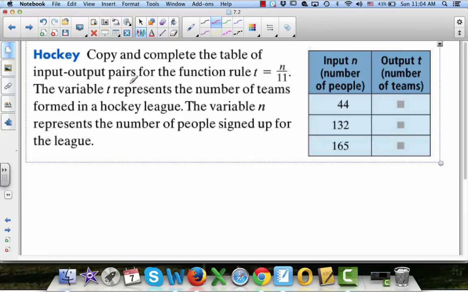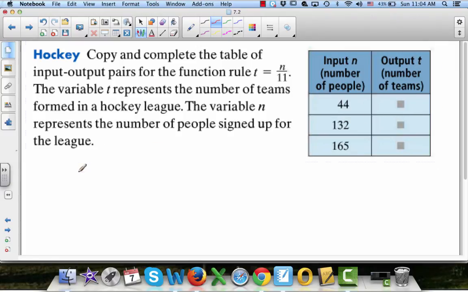Okay, it says copy and complete a table, but we're not going to copy it. It's right here. Complete the table of input-output pairs for the function rule T equals N over 11. The variable T represents the number of teams formed in a hockey league, and the variable N represents the number of people signed up. So based upon the number of people, there are 11 people on a hockey team. Based upon the number of people, it will determine how many teams that we have.